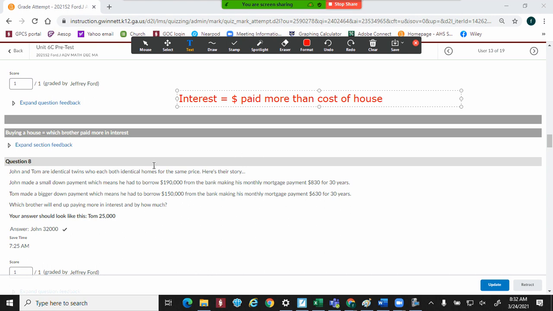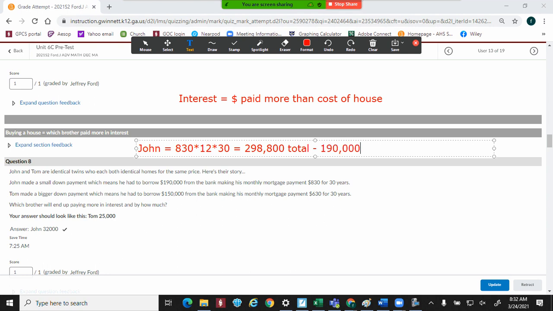All right. So what we got to do is figure out John. How much more money did John pay than what he owed? So very simply, John paid $830 a month for 30 years. So 830 times 12 times 30, he paid 298,800 total. Now, he borrowed 190,000. So he ended up paying 108,800 in interest.